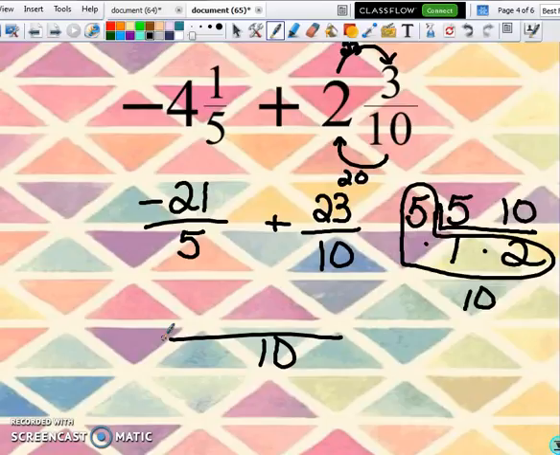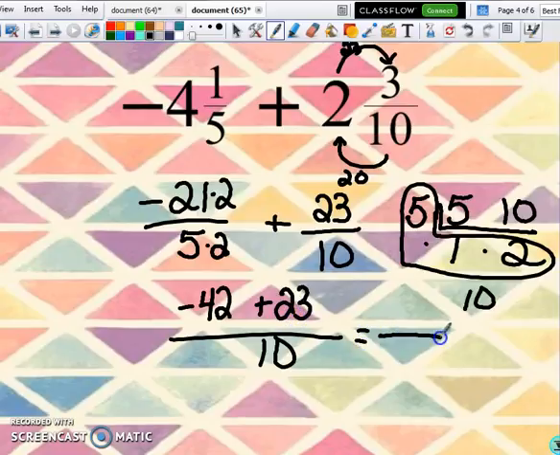So 5 times what gives me 10? 5 times 2. Whatever I do to the bottom, I have to do to the top. So negative 21 times 2 is negative 42. I'm just doubling whatever's in my numerator. And I have 23, and I don't have to change that because the denominator is already 10. So now I'm just looking at the top here, okay? And I have a negative 42 and a positive 23.